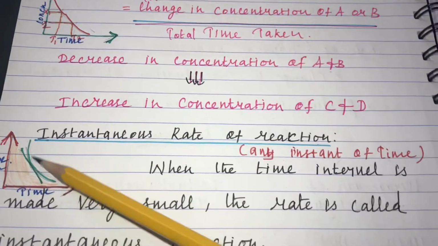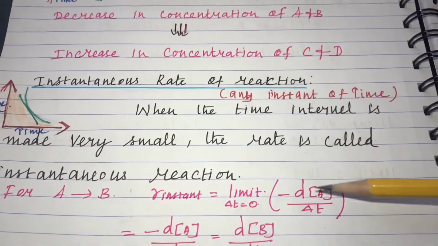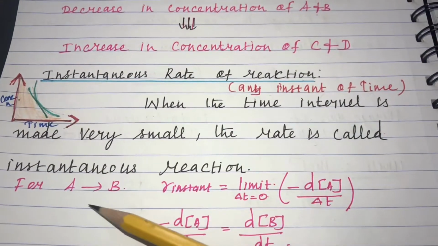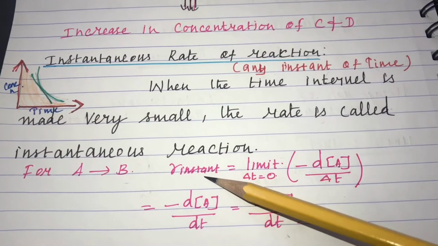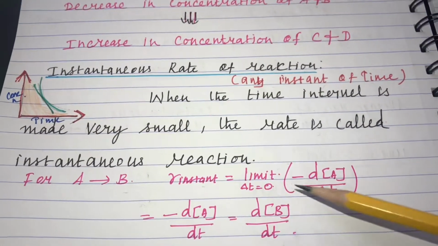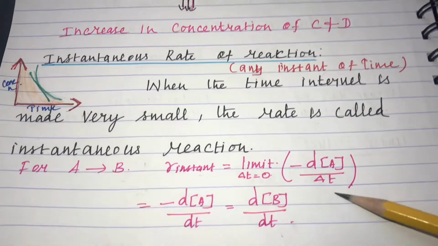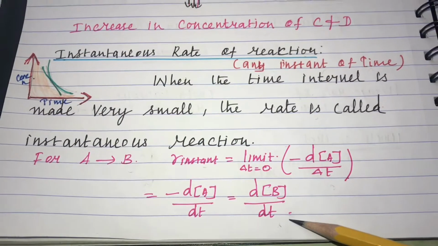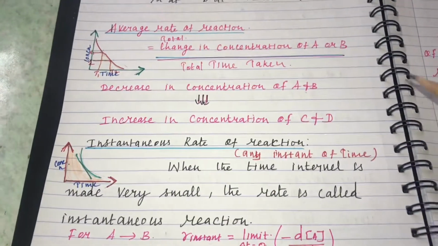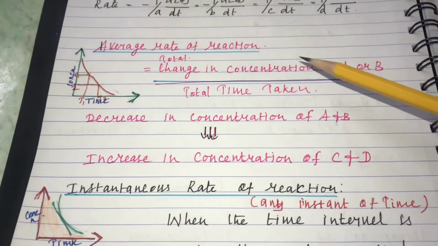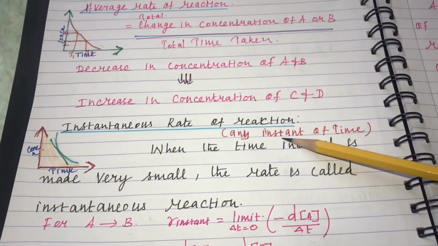The slope of the tangent to the curve will give the rate of the reaction at any instant of time. Here, for example, for the reactant A forming B, the rate of the reaction at any instant of time, limited to a particular time, will be calculated as minus dA by dt. The decrease in the concentration of A or the increase in the concentration of B with the time at any instant of time can be calculated. So, depending upon the rate of the reaction, there are two types: average rate of the reaction and instantaneous rate of reaction.